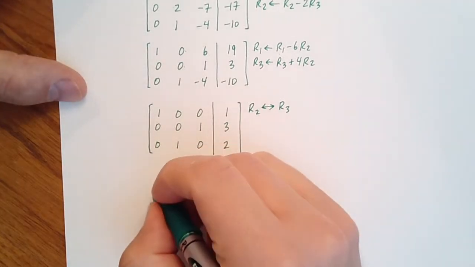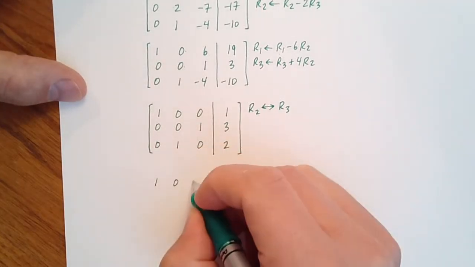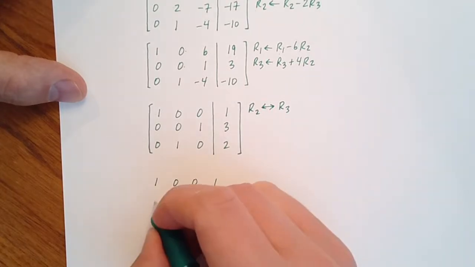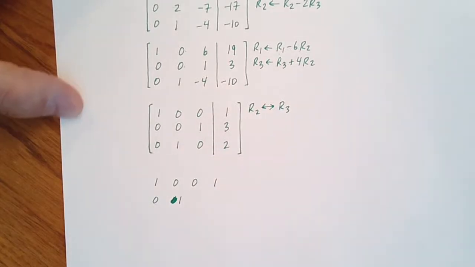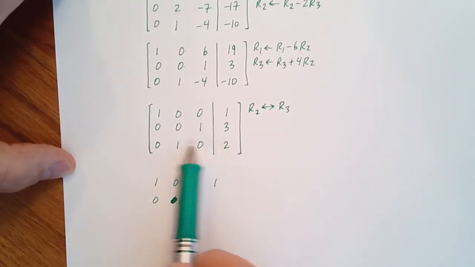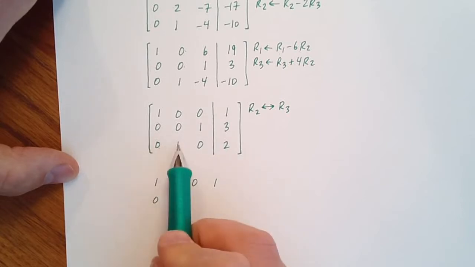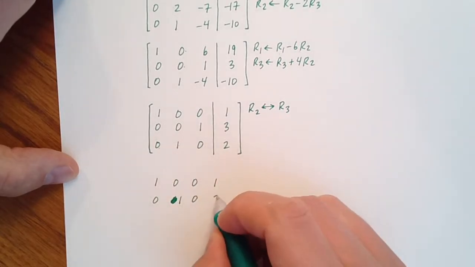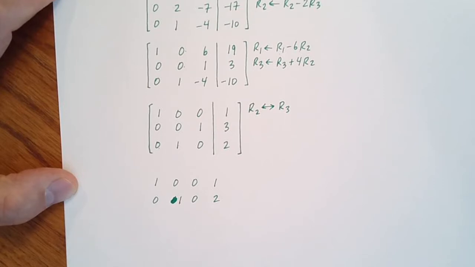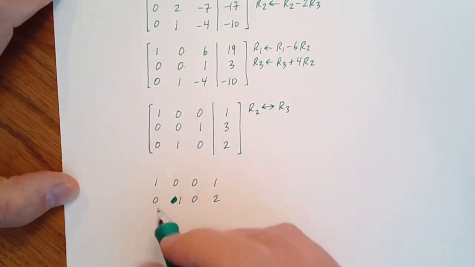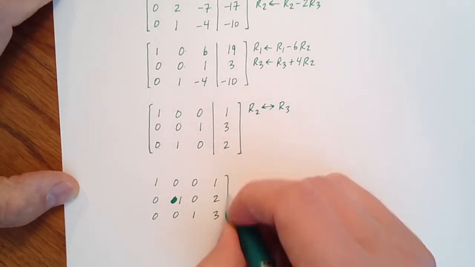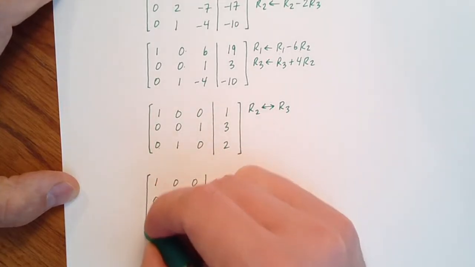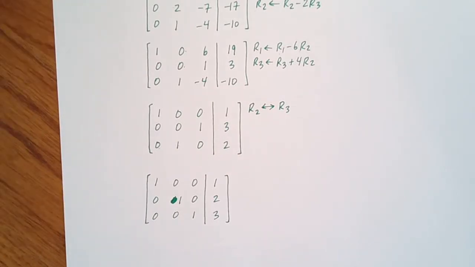So what that's going to look like, the first row won't change. 1, 0, 0, 1. And the second row is actually going to be the third row from our original matrix. It's going to be 0, 1, 0, 2. And then our third row is going to be our old second row. So it's going to be 0, 0, 1, 3. Okay, so that's about as good as you can do.